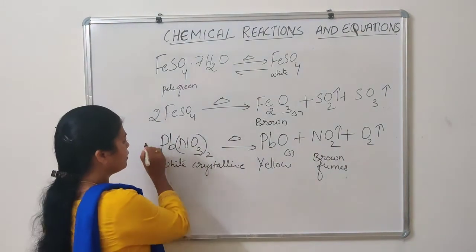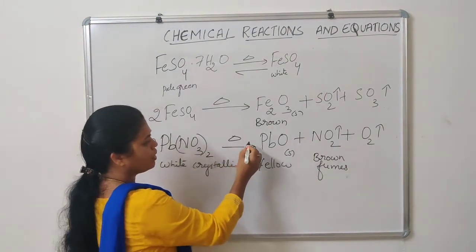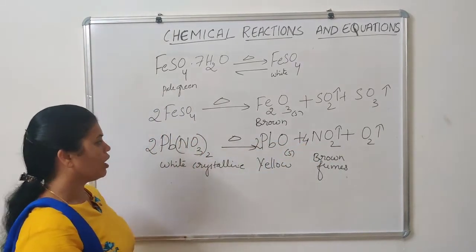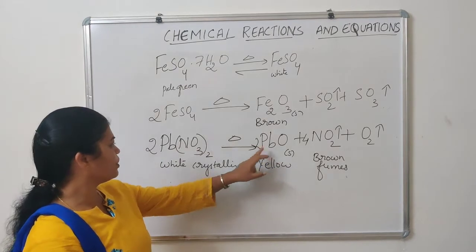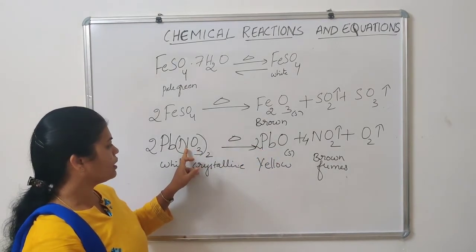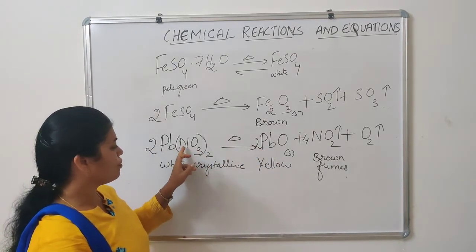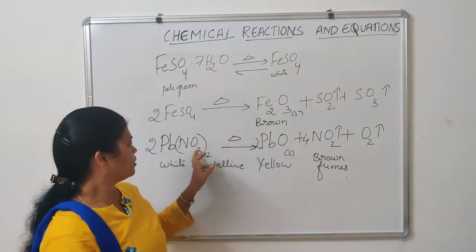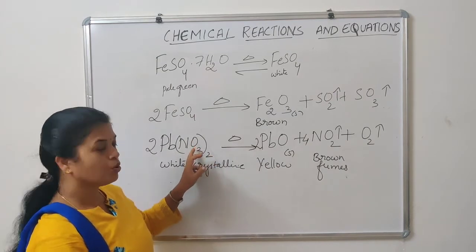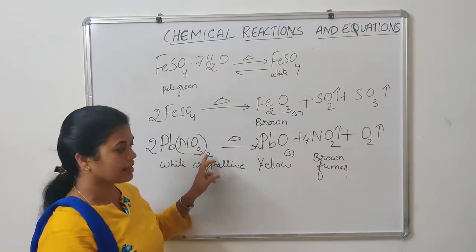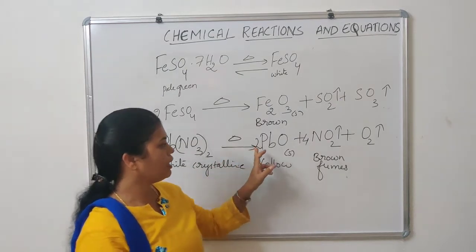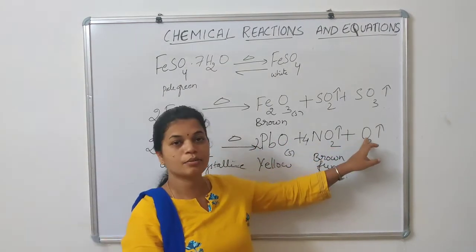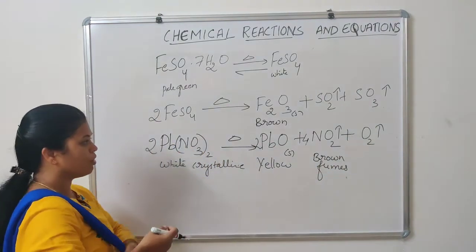After balancing, we will come to know that 2Pb(NO3)2 forms 2PbO, 4NO2, and O2. Now see, 2 Pb here, also 2 Pb. Nitrogen: how many are there? Here 2 twos are 4 nitrogen, here 4 nitrogen. Oxygen: 3 twos are 6, 6 twos are 12. And here 2 O, 4 twos are 8, 8 plus 2 is 10, 10 plus 2 is 12. So now it is balanced.